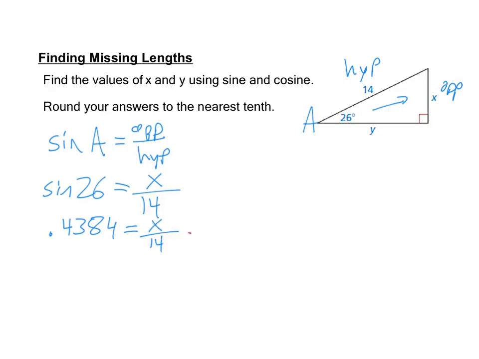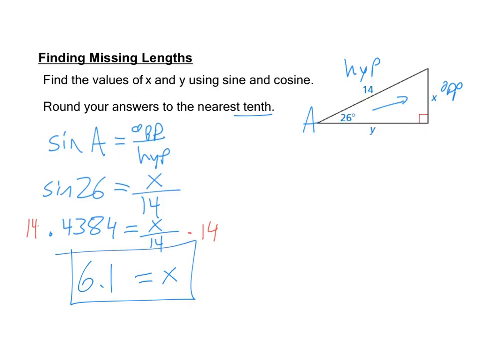Well, we want to get rid of that 14, so let's multiply by 14 on both sides. And so don't actually take that out of your calculator. Leave that big number in your calculator and hit times 14, and we end up with 6.13. Actually, what does it say? Nearest tenth here. So that number there rounds to 6.1. All right? So there's our answer.